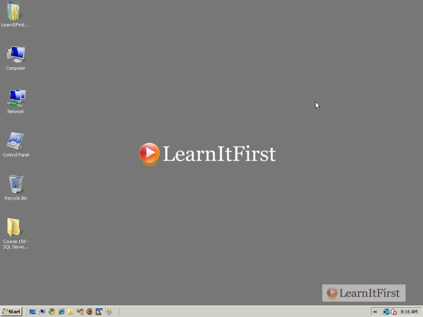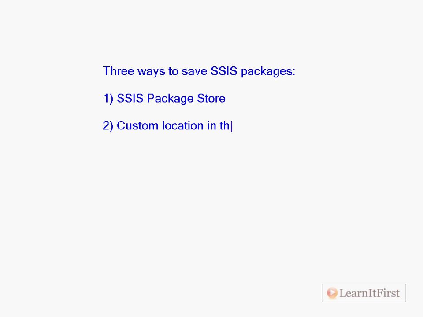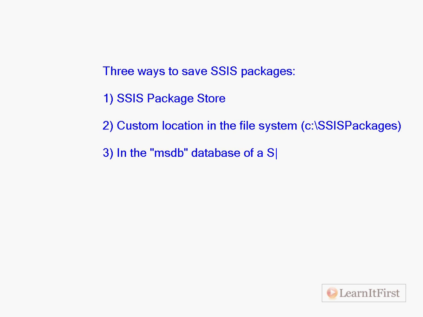Those of you that have watched the videos up to now probably have a fair idea of how to import and export packages. So we've talked so far about the three places that you can save your SSIS packages. Three ways to save SSIS packages. One, the SSIS package store, which is really in the file system. Two, in a custom location in the file system, like C:\SSIS packages, where you define that. And third, in the MSDB database of a SQL Server.